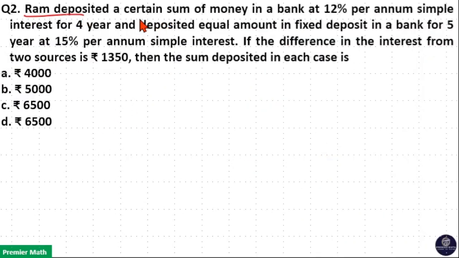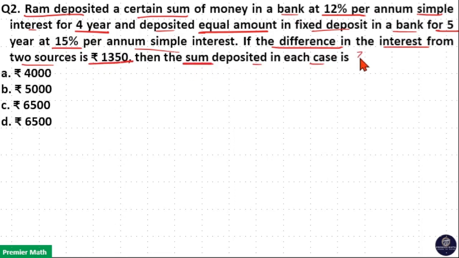Ram deposited a certain sum of money in a bank at 12% per annum simple interest for 4 years and deposited an equal amount in a fixed deposit in a bank for 5 years at 15% per annum simple interest. If the difference in interest from the two sources is ₹1,350, then the sum deposited in each case is? Here he deposited an equal amount in two different banks.